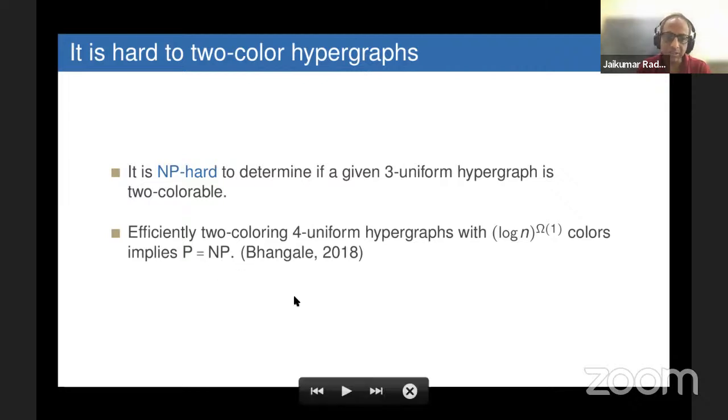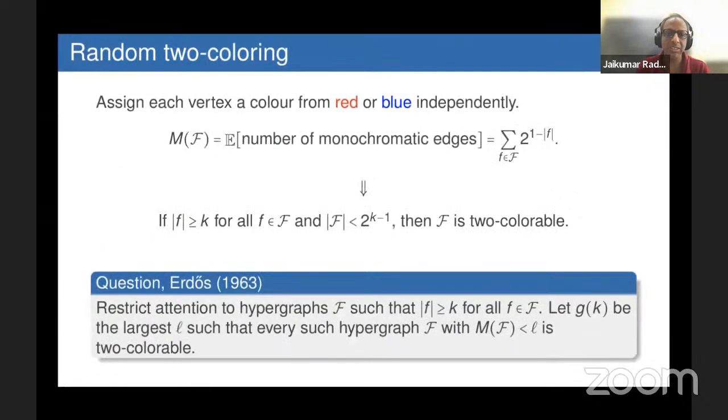So our discussion today is not about these complexity-theoretic problems surrounding hypergraph two-coloring, but it's more a combinatorial question. Let me describe it using a randomized algorithm with which one might try to two-color a hypergraph. That is, suppose you're given a hypergraph, you could assign every vertex red or blue independently.